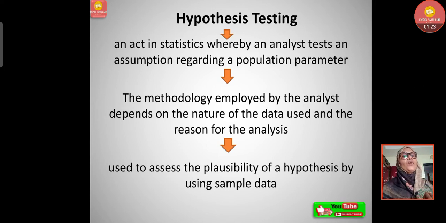The methodology employed by the analyst depends on the nature of the data used and the reason for the analysis. Obviously, what kind of data we are using, what kind of testing we have to do, how the data should be treated, that is very important. Now, this hypothesis testing is used to assess the plausibility of a hypothesis by using sample data. Obviously, when we take the sample data, suppose we have given some questionnaires to the subjects, we will bring those questionnaires and sort it out with the statistics, and then we will test our hypothesis.